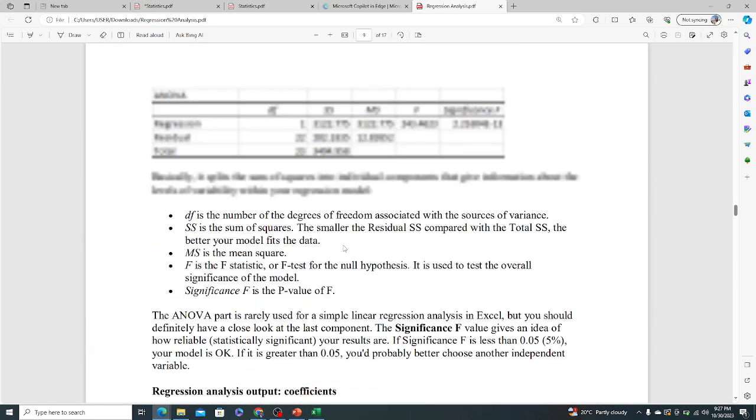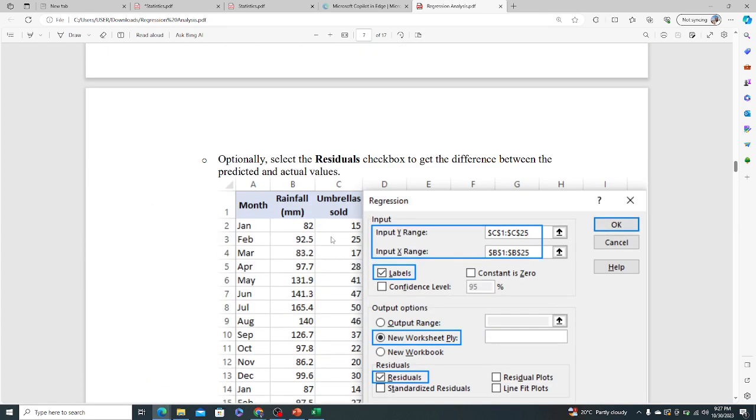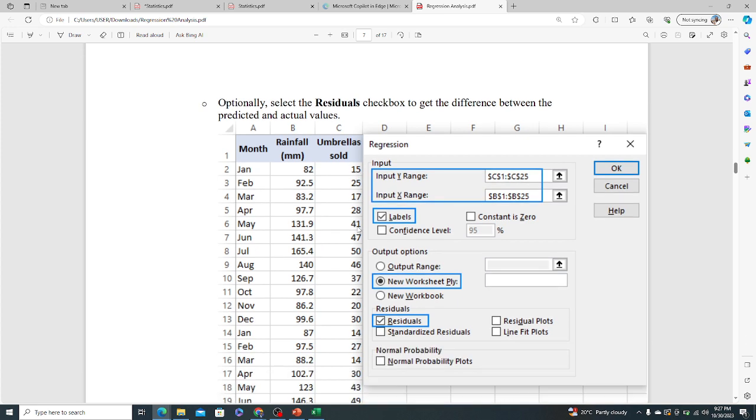Just to show you an example, Elizabeth, you can see this is our historical data, right?